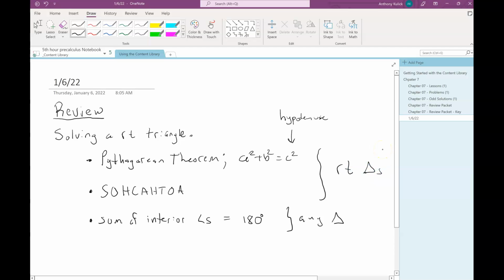And remember Sohcahtoa, what is that really describing to us? Yeah, it's giving us the definitions for sine, cosine, and tangent in terms of ratios of side lengths in a right triangle. So the SOH tells us sine of theta is opposite over hypotenuse. CAH tells us cosine of theta is equal to adjacent over hypotenuse. And TOA tells us tangent of theta is equal to opposite over adjacent.